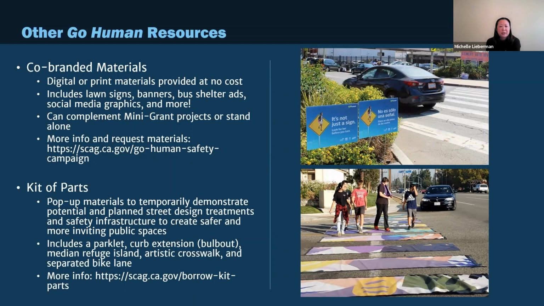The other GoHuman resource is the kit of parts. And this is SCAG's lending library of pop-up materials that communities can use to temporarily demonstrate street design treatments and safety infrastructure. The kit of parts includes a parklet, a curb extension, a median refuge island, artistic crosswalk, and a separated bike lane. And again, this can be used in conjunction with your mini grant project or separately. You can see the picture here on the right of the crosswalk on the bottom, and then the co-branded materials are on the top there. So if you are wanting to use that with your mini grant, please just include that in your application.